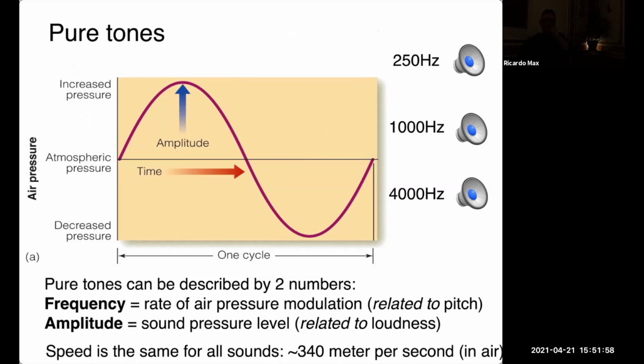So here we are depicting one cycle of a sound wave in one location. So this is time. We have a given time here. So the unit of sound waves is hertz. Hertz is cycles per second.